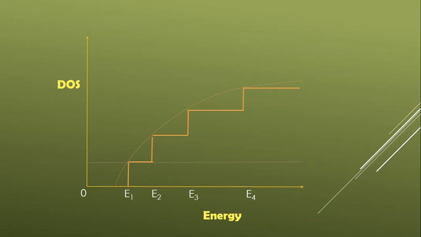One thing you need to remember is that with respect to subband energies, you can observe the jump in the step. Otherwise, it is going to be constant, that is either 0 or 1 depending on the value of E minus En.